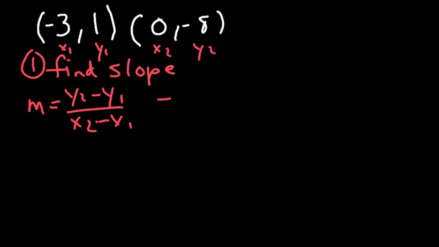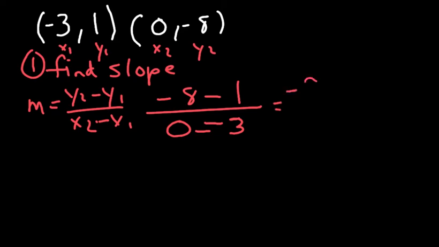So, negative 8 minus 1 over 0 minus negative 3. Slope formula. That gives me negative 9 on the top, positive 3 on the bottom, so the slope is negative 3. So I've found m. I need m and b to write the line. Okay, now I don't have any idea what b is, but I can find it, and here's how I'm going to find it.